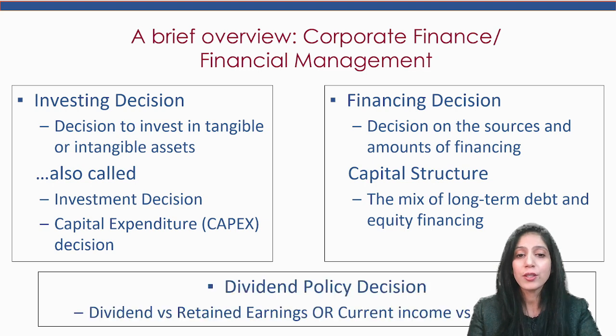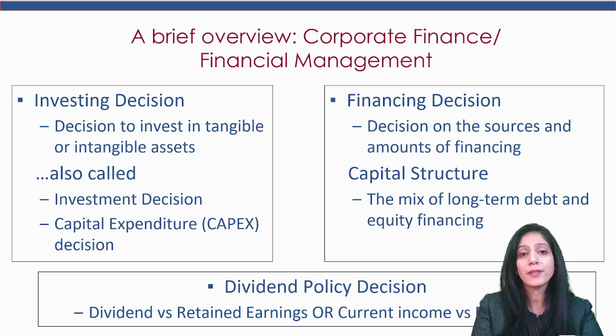The third decision is the dividend policy decision, which is deciding whether to give the profits away as dividends or to reinvest in the form of retained earnings. So dividends would imply current income, while retained earnings would imply future growth. Why? Because those retained earnings are reinvested, so the money reinvested generates more growth and more money.